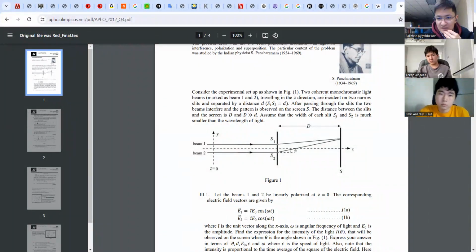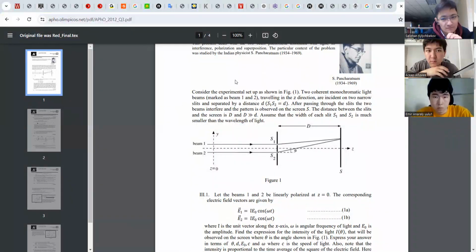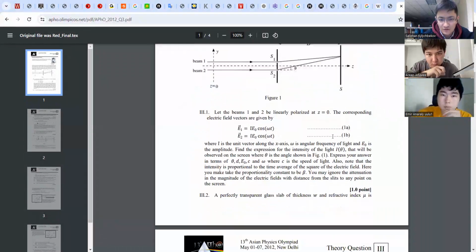Assume that the width of each slit S1 and S2 is much smaller than the wavelength of light. Diffraction condition that a should be comparable or even much less than lambda. Экотен жарайт дифракцияга. Ошону айтат, S1 S2 width of each slit is smaller than the wavelength of the light. Fresnel diffraction, Fraunhofer diffraction деген понятиялер бар, шуларды бир карап коюш керек. Бирок quantitatively it doesn't limit you. Like it's just qualitative knowledge, so let's see.